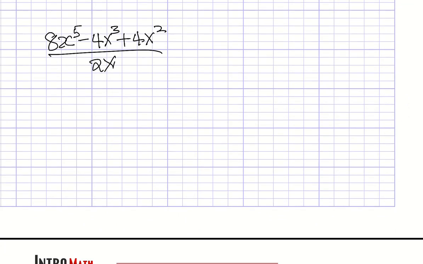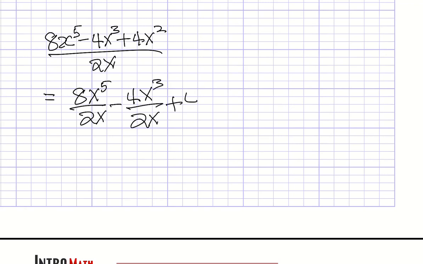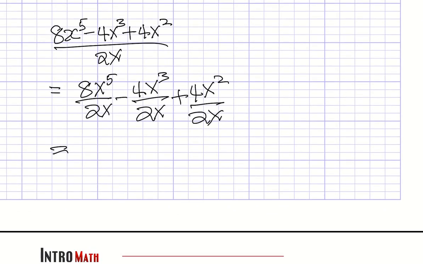All right, and then we'll break it apart. 8x raised to the power 5 over 2x, minus 4x raised to the power 3 over 2x, plus 4x raised to the power 2 over 2x. You see that, right? So you simplify. 8 divided by 2, you get 4. Now, you see, x in the numerator has 5 as the exponent. The one on the bottom has 1 as the exponent. So you subtract, you get x raised to the power 4.